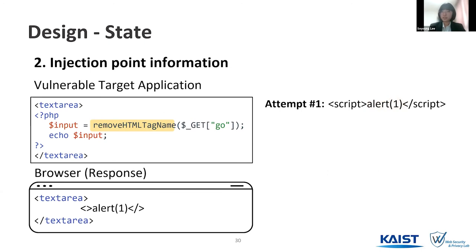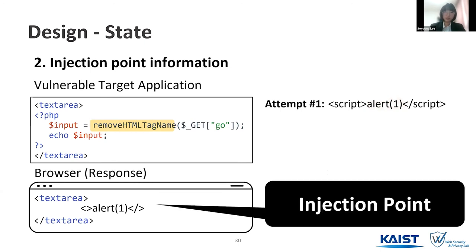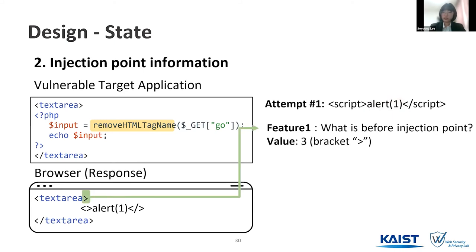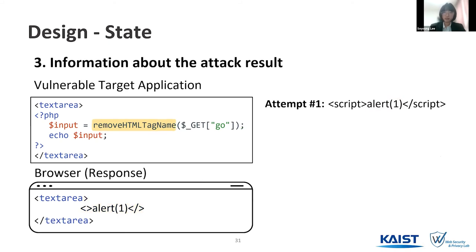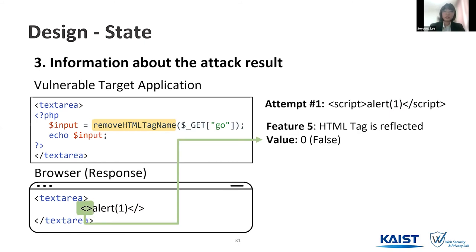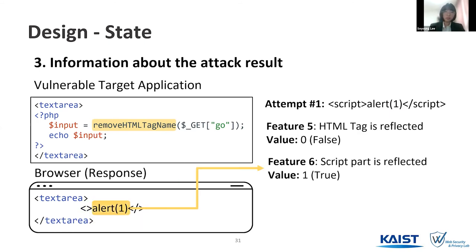A second type of the state is the injection point information. The injection point represents where the attack payload is placed in the response. For example, one feature indicates which character is placed before the injection point, and another feature indicates where the attack payload is injected. The last type of state is information about the attack result. From the attack response, Link analyzes how the injected payload is reflected. For example, Link observes that the script tag is not reflected, but the string of alert is reflected. Also, it checks whether the attempted payload is triggering the vulnerability.